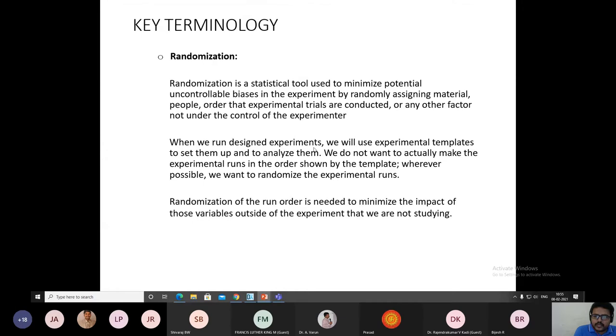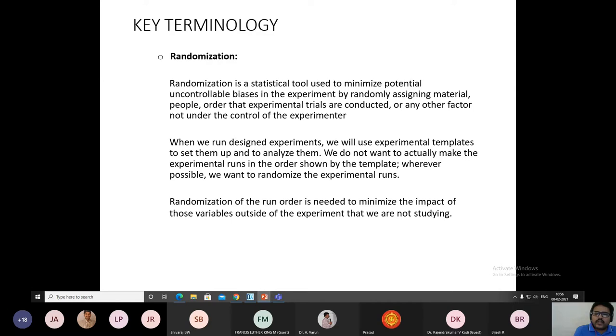So when we run designed experiments, we will use experimental templates to set them up and to analyze them, right? We do not want to actually make the experimental runs in the order shown by the template, right? This template is generated by using Design Expert software or Minitab, etc. Generally, when you are performing experiments, you may not pursue them based on the experimental runs generated, because that depends upon your experimental conditions.